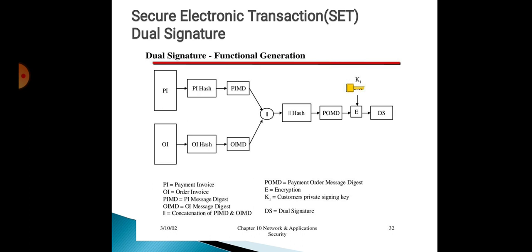Dual signature limits the information on a need-to-know basis, that is, the merchant does not need the credit card number and the bank does not need details of the customer order. This provides extra protection in terms of privacy.